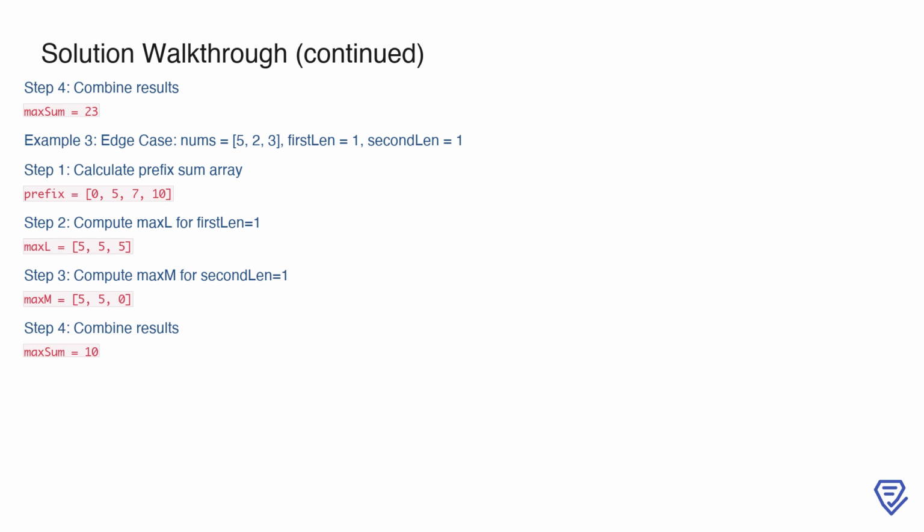Here, the prefix sum array is 0, 5, 7, 10. Since both subarrays have a length of 1, maxL is simply the maximum value encountered up to each index, resulting in 5, 5, 5. Similarly, maxM reflects the maximum value starting at each index and is calculated as 5, 5, 0. Combining these, the maximum sum of two non-overlapping subarrays is 10. This demonstrates how the solution adapts to different scenarios, including smaller edge cases, ensuring correctness and efficiency in all cases.